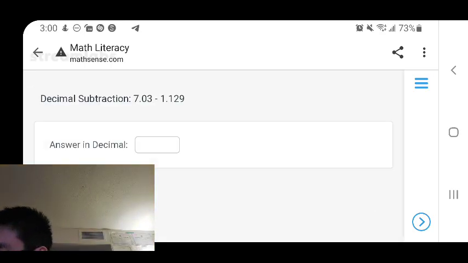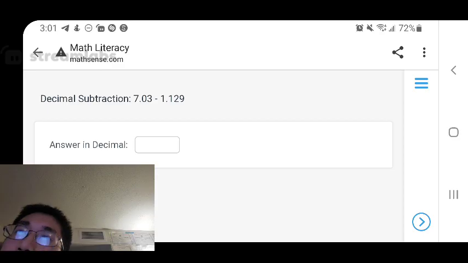Oh, I have space for 17. 17. Okay. 7.03. I'm gonna do this again. Minus 1.129. So 10 minus 9 is 1. Do you carry the 1? I think you carry the 1. You carry the 1 over, that's 0. Yeah, it's been a while since I've done subtraction this way. 10 minus 1 is 9.